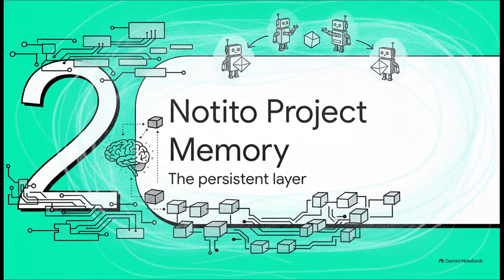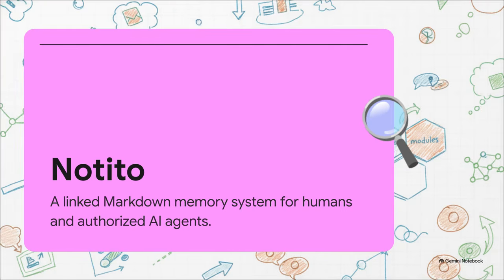Which brings us to section 2, introducing Notito project memory, the persistent layer between humans and AI. When exploring a system like this, precise definitions really matter, so let's establish the technical boundary right out of the gate. I need you to completely wipe the phrase note-taking app from your mind. Notito is a project-scoped, linked Markdown memory system where humans and authorized AI agents work on the same durable project knowledge through deterministic search, references, graph projections, schemas, revisions, and MCP.